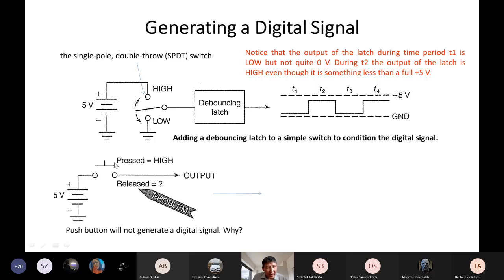So here you can see another simple circuit with a push button. My question: can we generate a digital signal with this push button? What do you think? Can we generate this kind of signal with this push button? It is my question for you.